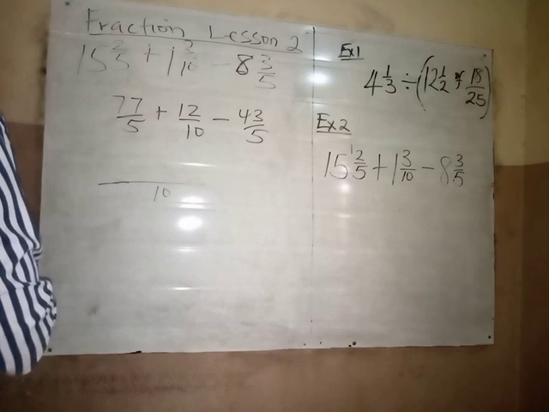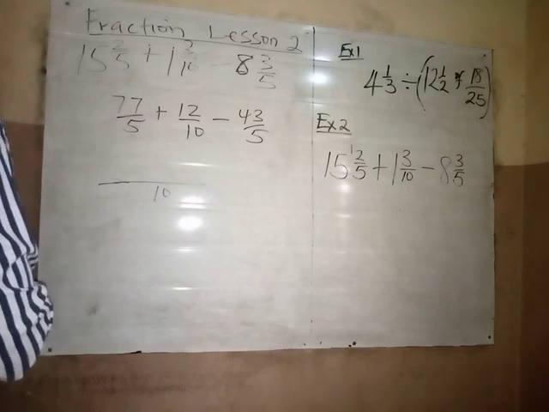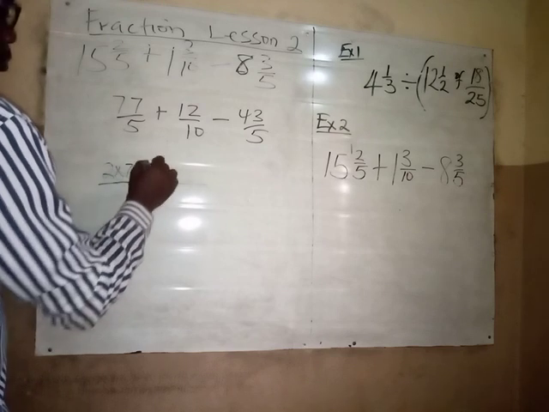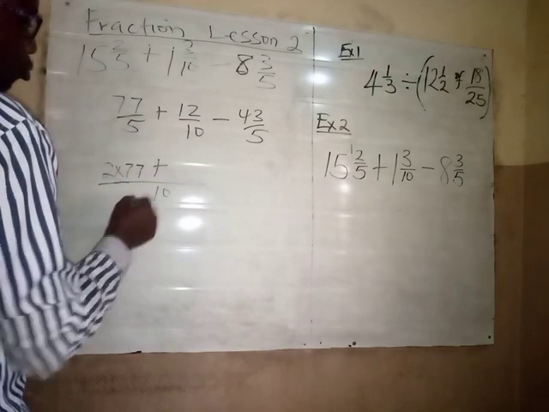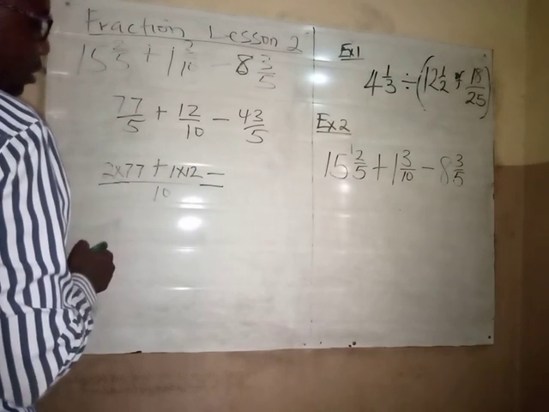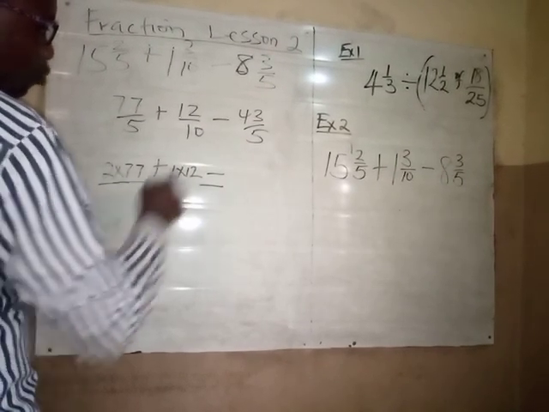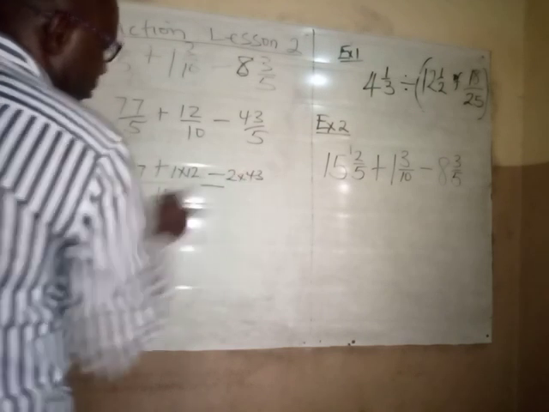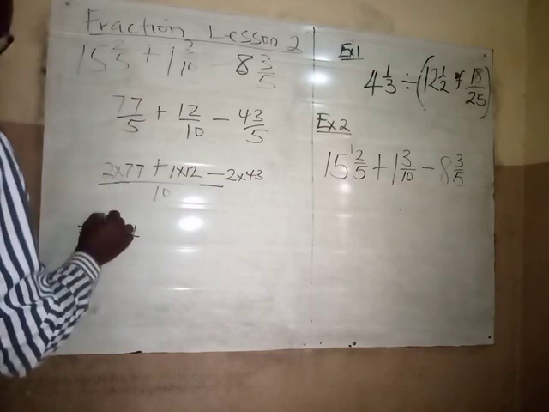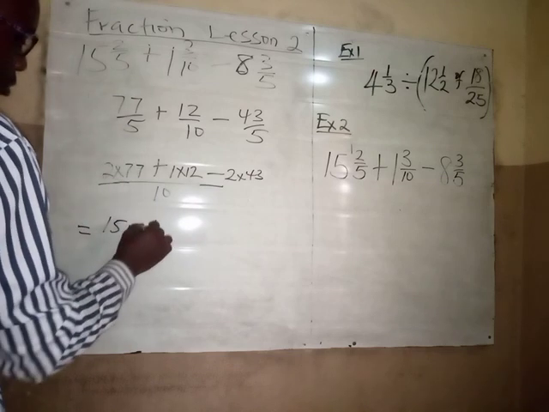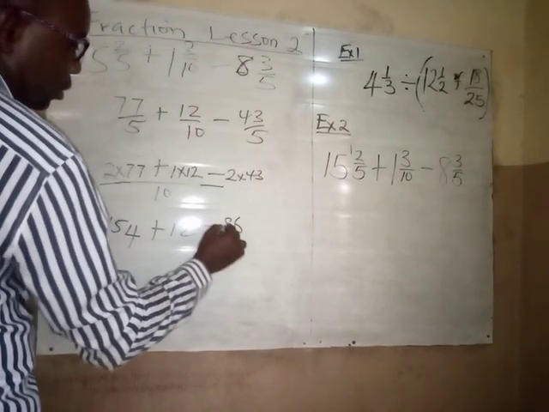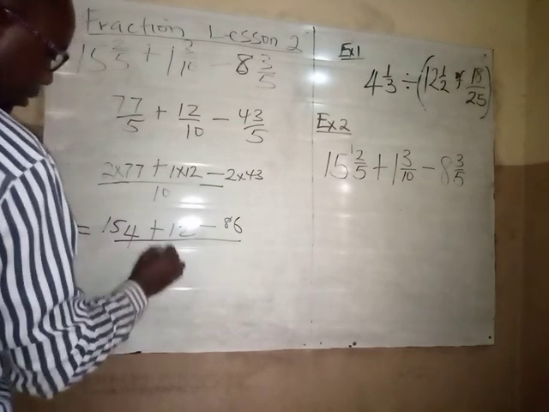So 10 divided by 5 gives me 2. 2 times 77, plus 10 divided by 10, 1 times 12, minus 10 divided by 5 gives me 2, 2 times 43. By the time you multiply, 2 times 77 gives 154, plus 12, minus 86, all over 10.